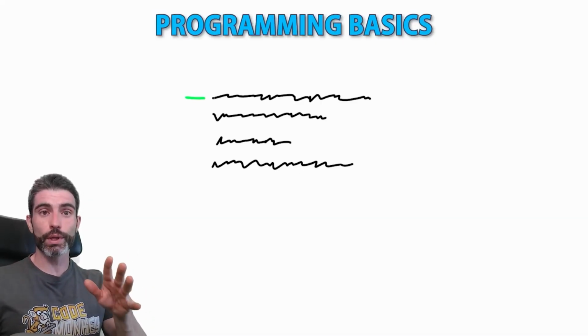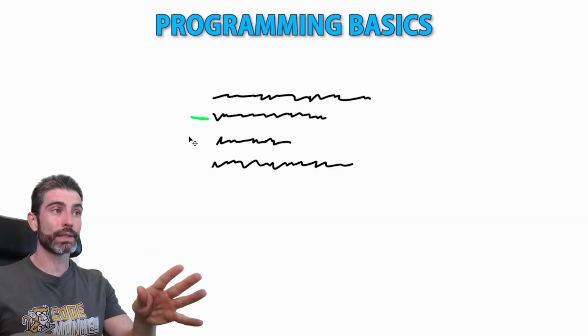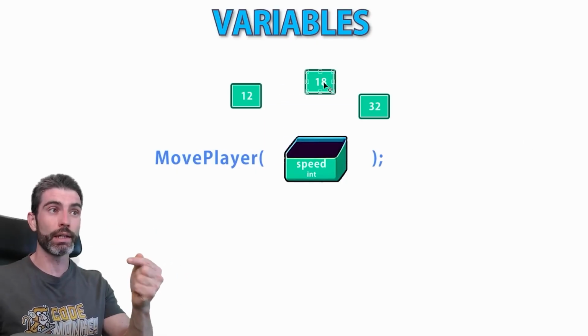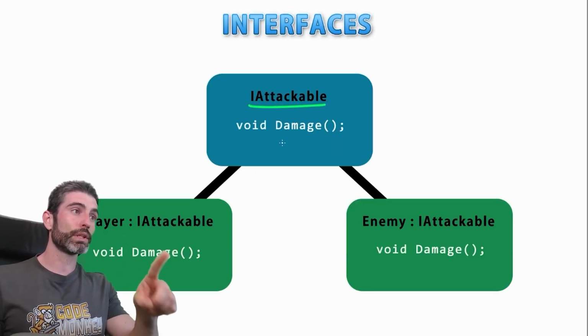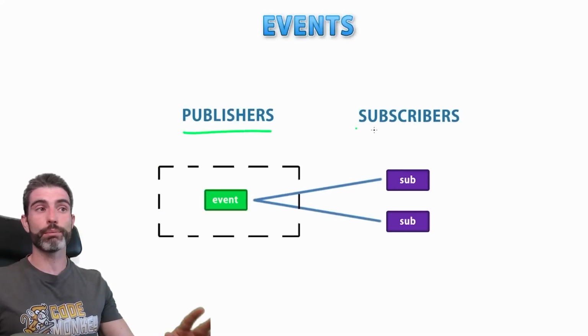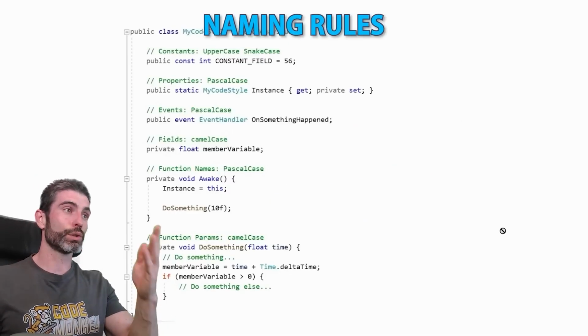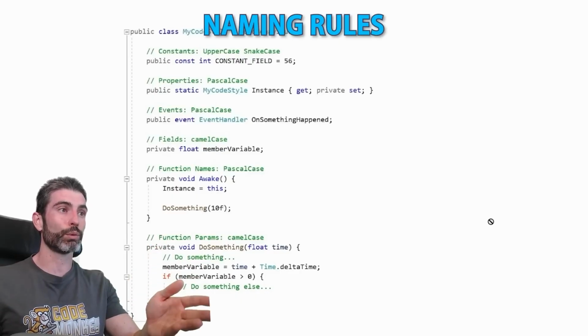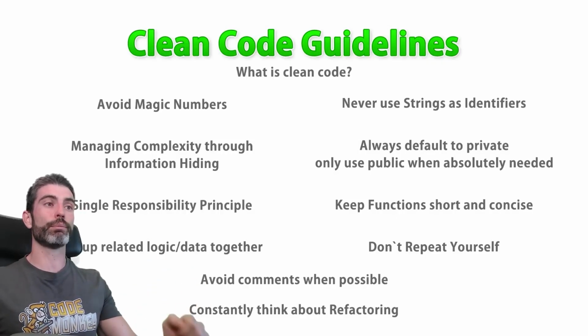We're going to start with the beginner section, focusing on the absolute basics, like how code executes line by line and what is a variable. Then we're going to cover some intermediate topics, things like what are interfaces, generics, and events, and how you can use them to build some really awesome things. You'll also learn the theory behind how to choose good naming rules, clean code guidelines, and learn about design patterns.